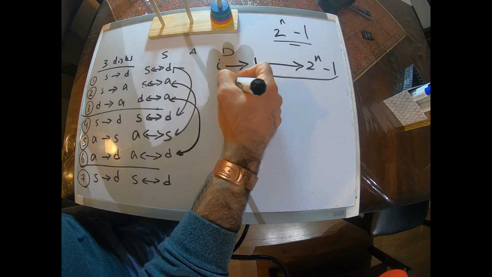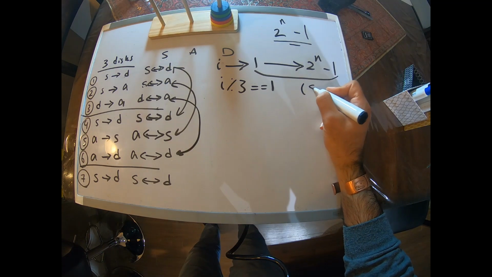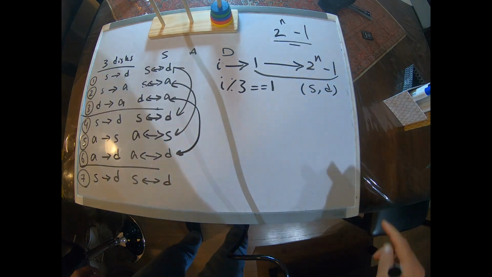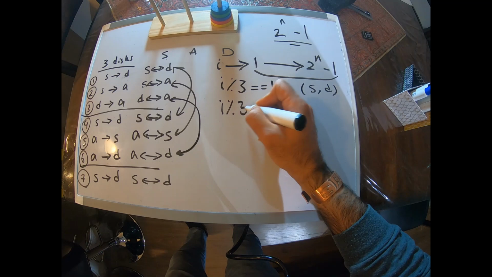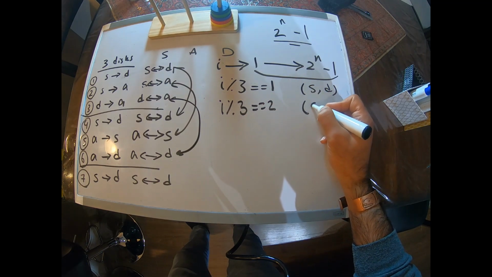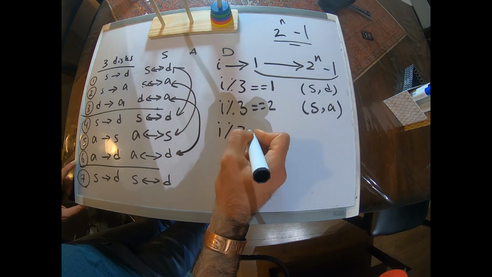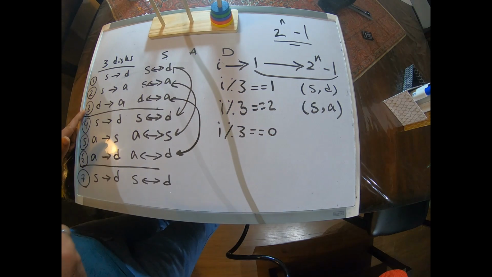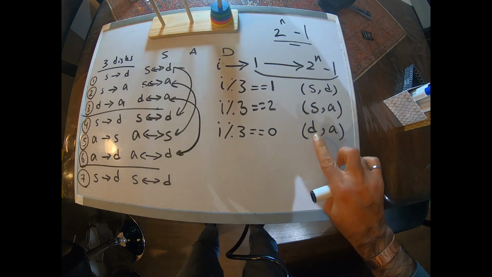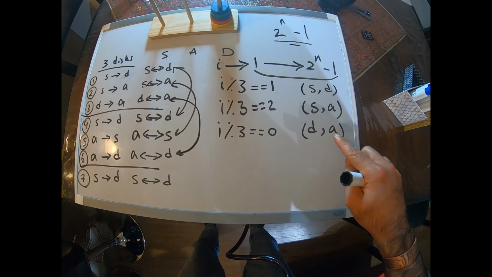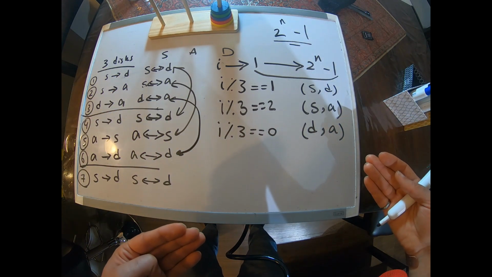So I can say that if i mod 3 is equal to 1, we need to have a legal move between source and destination. If i mod 3 is equal to 2, we need to have a legal move between source and auxiliary. If i mod 3 is equal to 0, we need to have a legal move between destination and auxiliary. Sometimes it's going to be from destination to auxiliary, sometimes between auxiliary and destination. We have to check which one is going to be legal, right?